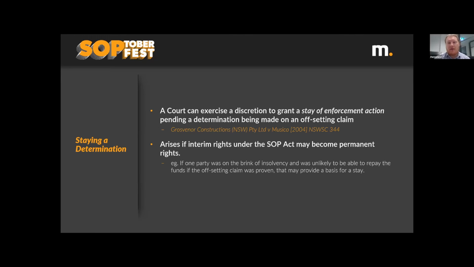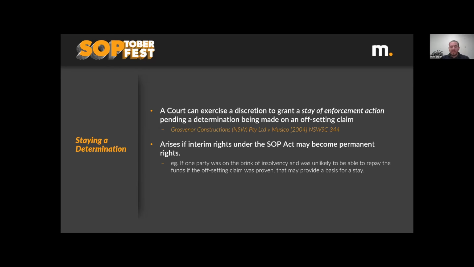So, for example, if one party is on the brink of insolvency and they will be unlikely to be able to repay the funds if an offsetting claim is proven, then that may provide a basis for a stay, just to ensure that the money is not going to be lost if the offsetting claim proves to have legs.